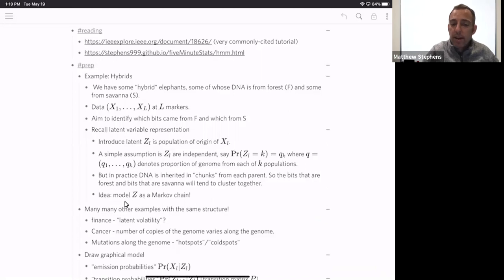So the basic idea is that you can model Z as a Markov chain, and that's what's called a hidden Markov model. The reason it's called a hidden Markov model is that the Z's, which are latent, are hidden; they're unobserved.